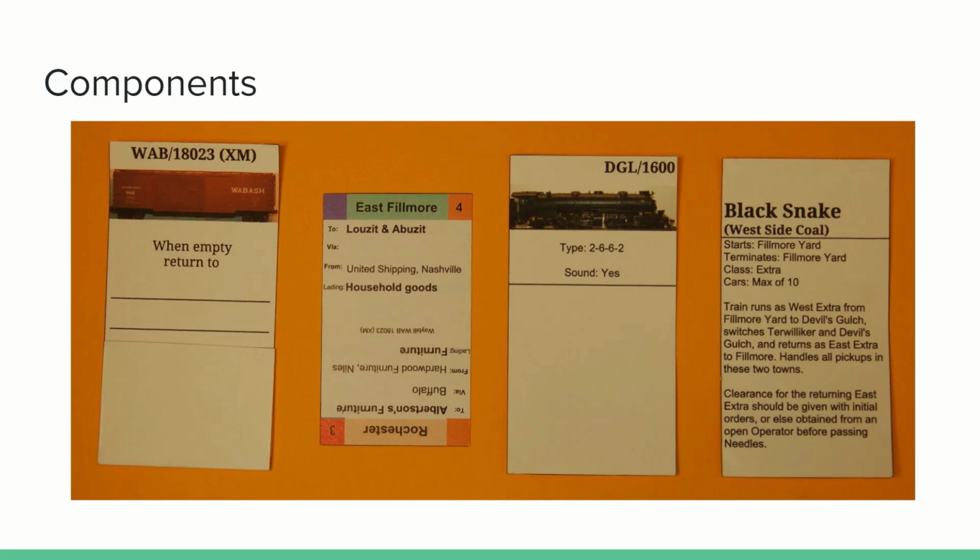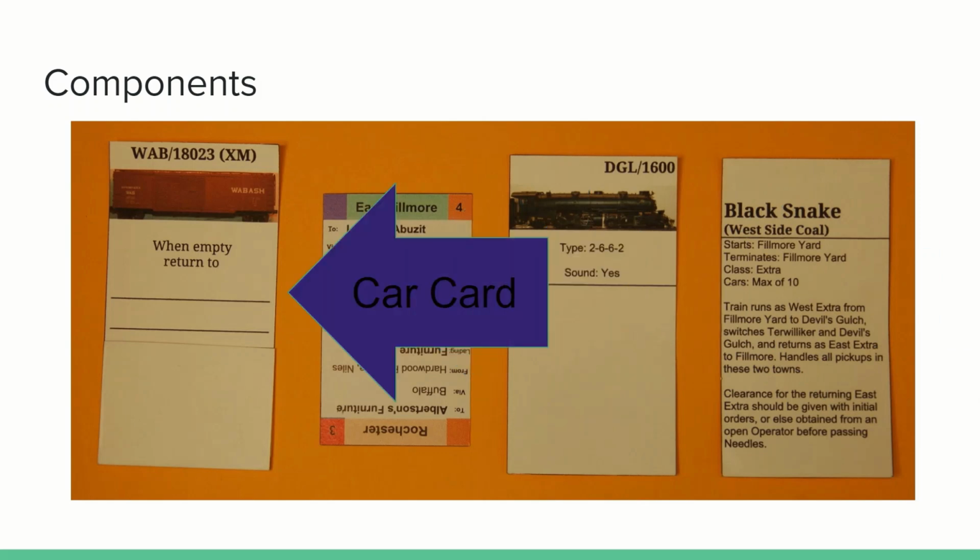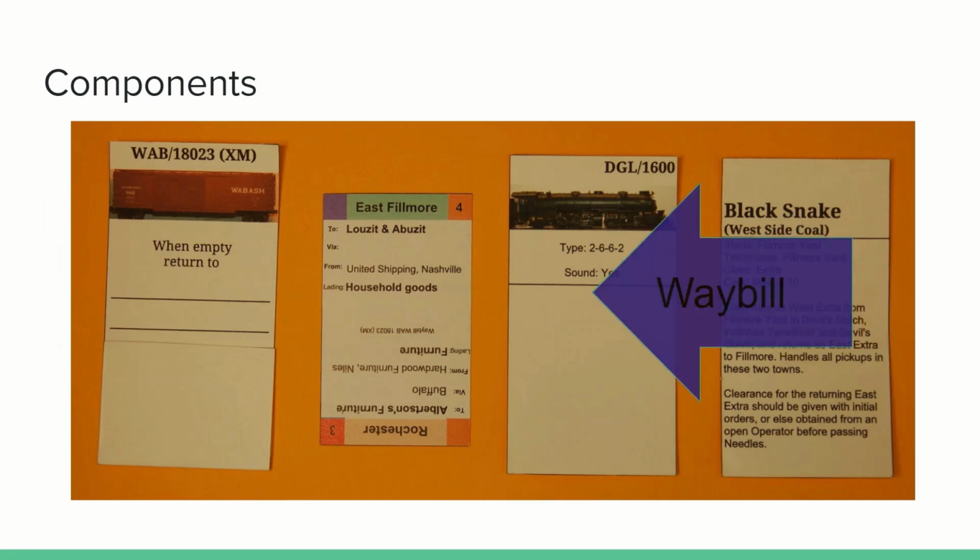But here are the basic components. You'll see here that there's a car card itself, which you can kind of tell here has that little pocket there. On these car cards, what I print is the basic information about the car, the railroad car itself, including the reporting marks, and a brief code, the XM in this case, indicating a box car. And then I do have this section printed here, the when empty return to, indicating where a car should go when it's empty, but that's actually not something I currently use in my operations.